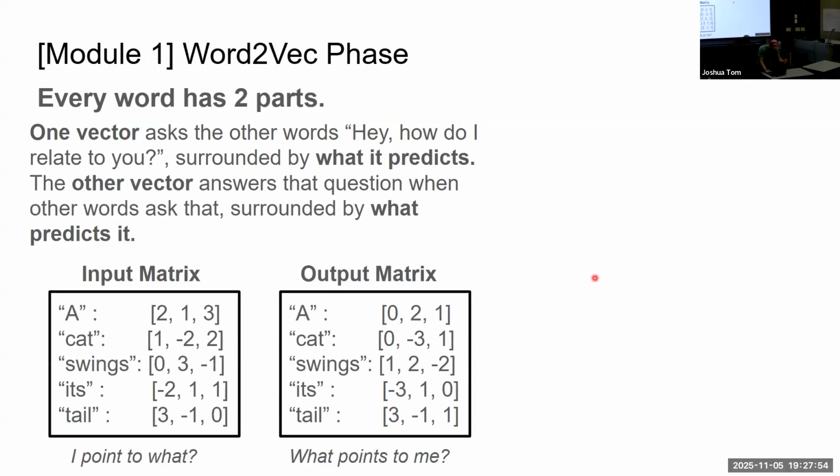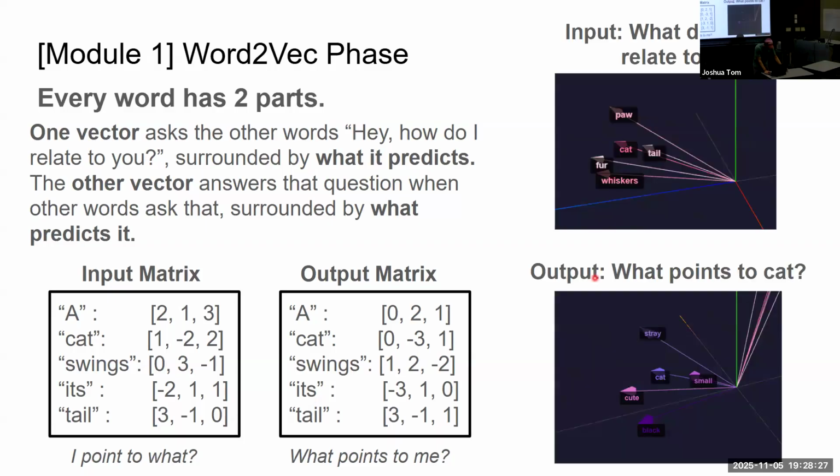So what predicts it? Basically, the first vector that the word has shows what do I point to? And the second one shows what points to it. Because a cat has a tail, but not all tails belong to cats. There are two directions that these associations have. So that's why we have two different representations. They are different is what I want to clarify here.